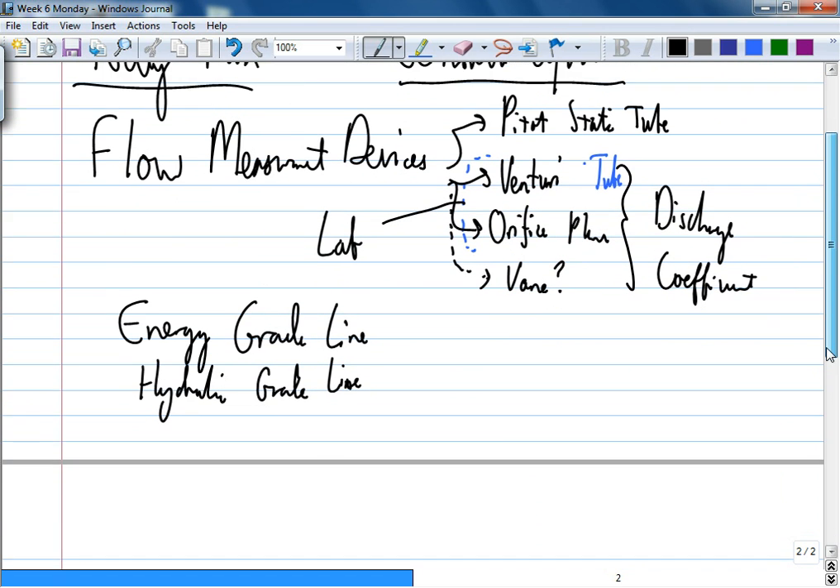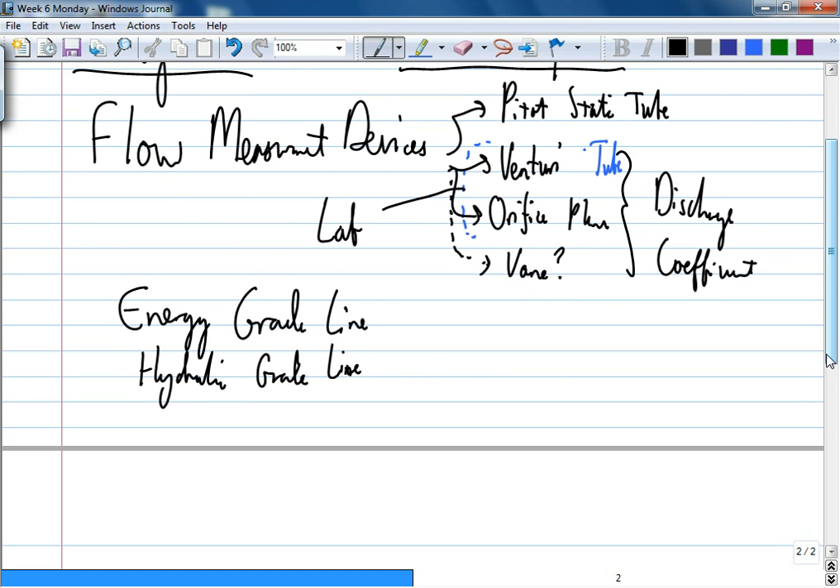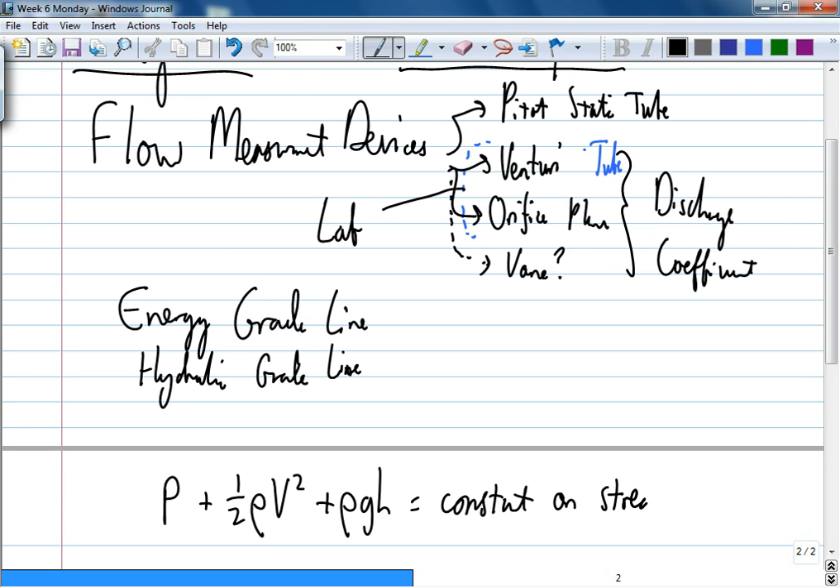So let's recall. The Bernoulli equation looks like P plus half rho V squared plus rho g h equals constant on a streamline, assuming steady state, no friction losses, irrotational flow, and so on. It is a very idealized case, where basically no energy is converted to heat and other things.